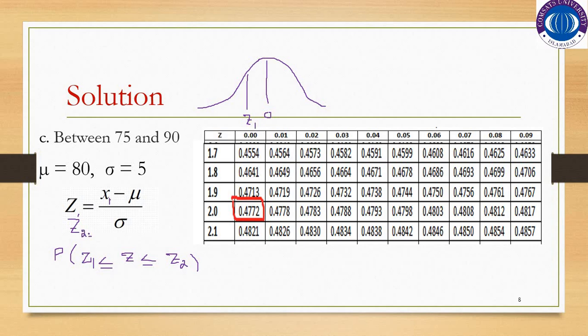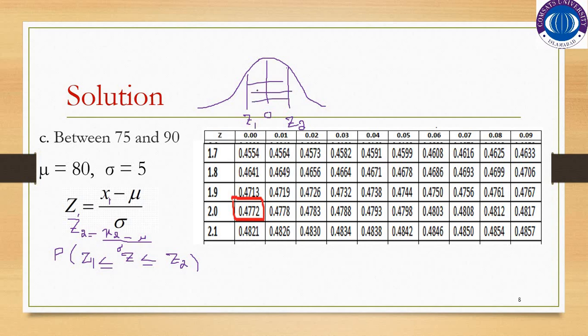Z2, which is X2 minus mu over sigma, and Z2 will come somewhere here, and this is the required area you have to find out.